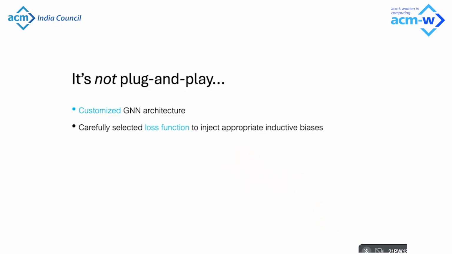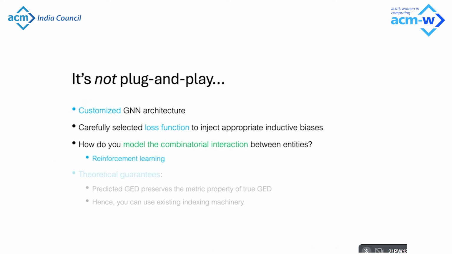You have to carefully select the loss function. That is very important to inject the appropriate inductive biases. And how do you model the combinatorial nature, right? The value of every point or every node is not independent of the other one. So how do you model that? There are many ideas you can use, genetic algorithms, reinforcement learning. We have found reinforcement learning to do reasonably well. There are challenges, but it does reasonably well, so we have used it in many of our works.